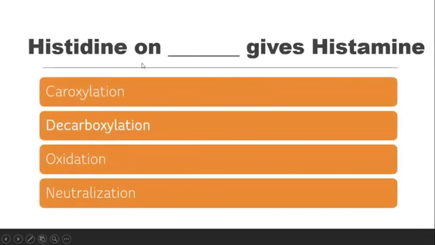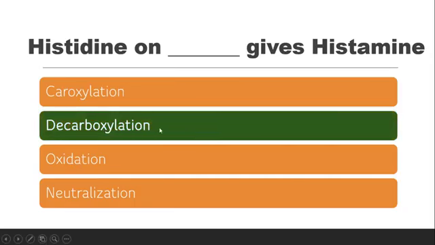Antihistaminic Drugs. The first question from antihistaminic drugs is histidine on dash gives histamine. Histamine is obtained from histidine, but by which process? Whether it is carboxylation, decarboxylation, oxidation or neutralization, which amongst these is the process used for the formation of histamine from histidine? So the correct answer is decarboxylation. Decarboxylation means CO2 will be removed from the histidine, from the carboxylic acid group, and it will form histamine.